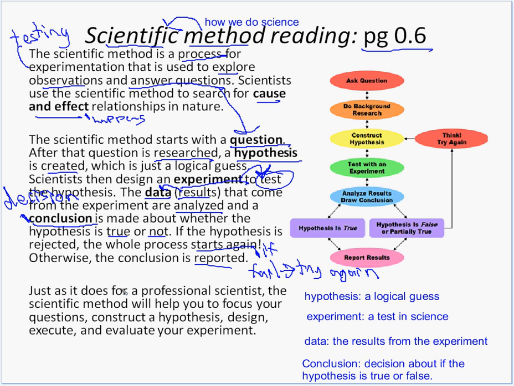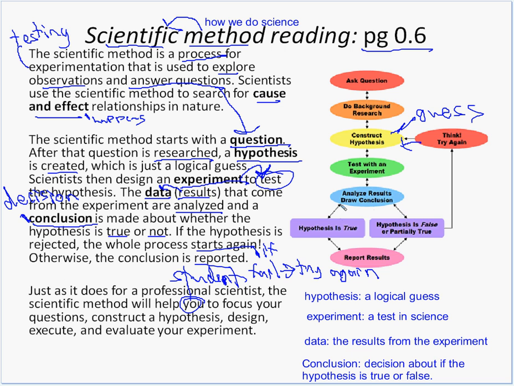Okay. How about this last one? So just as it does for professional scientists, the scientific method will help you, that would be student, to focus your question, construct a hypothesis, design, execute, and evaluate experiment. Let's look at this figure really quick. So ask a question, do background research. Okay, that's this part right here. Construct a hypothesis. We know a hypothesis is a guess. I'm noticing the arrow is going this way, so I'm going to go down, and then I guess we get here later. Test with an experiment. Analyze results, draw a conclusion.